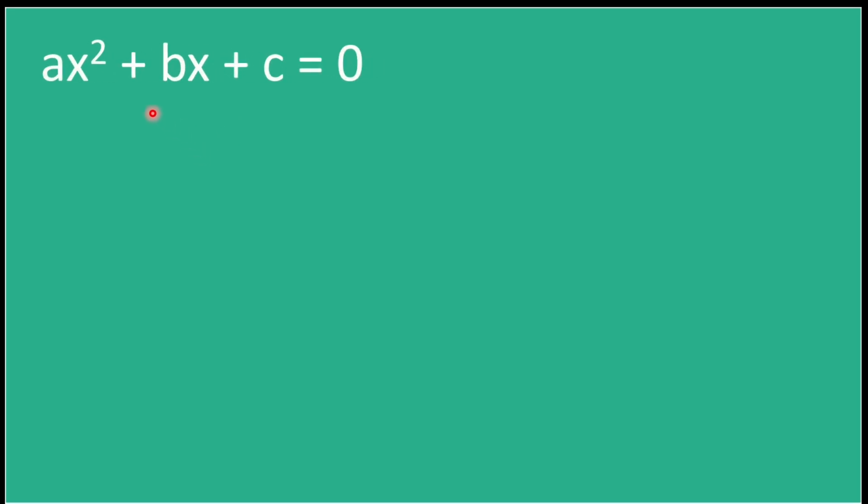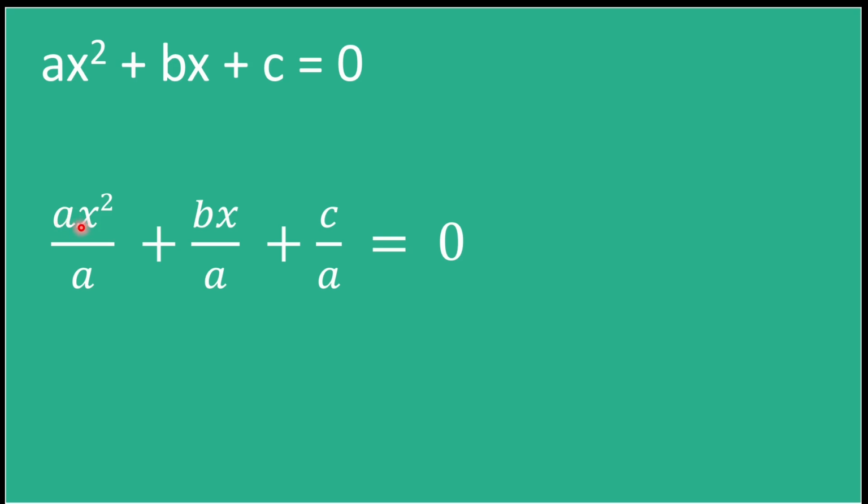So we have this quadratic equation ax squared plus bx plus c equal to 0. First of all, we will divide the whole equation by a. So when we divide the whole equation by a, this a will cancel this a, this will become x squared, and the remaining terms will remain as such, but we will send this c divided by a to the other side of the equation, so it will become minus c divided by a.